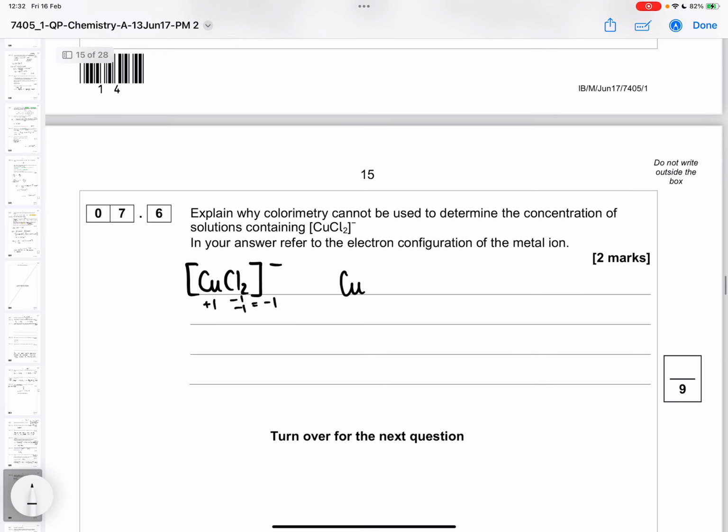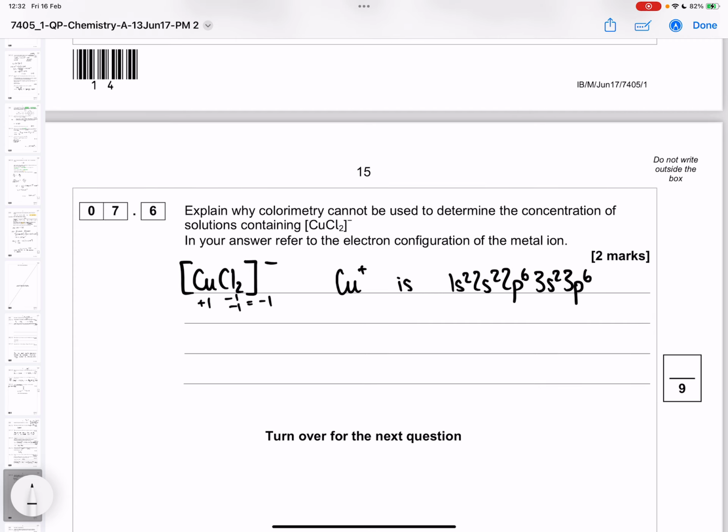Now, Cu1+ has an electron configuration of 1s2, 2s2, 2p6, 3s2, 3p6. And if you remember, the end of copper goes 3d10, 4s1, so it would be 3d10. So it has a full 3d subshell. And to be coloured, you need to have electrons in your 3d subshell, but it needs to be partially full so that they can absorb frequencies of visible light.